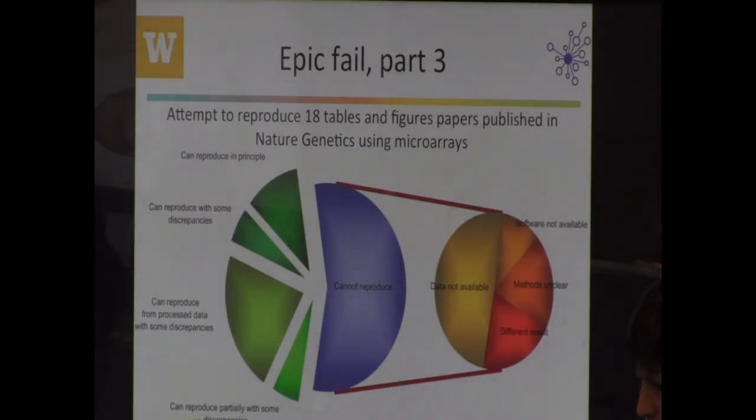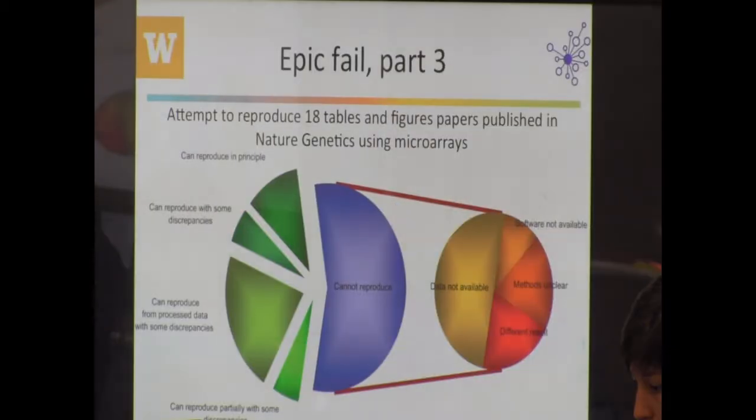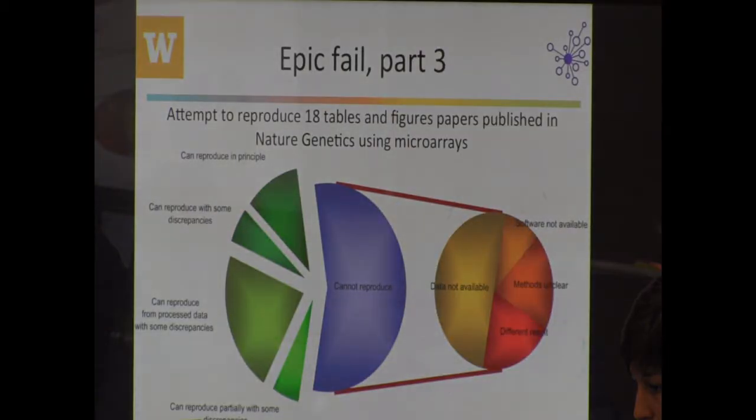Ioannidis, who's quite well known for doing these studies, went and picked out 18 tables and figures from papers published in Nature Genetics using a very specific technology. So now we're narrowing down what we're trying to reproduce: just tables and figures, not conclusions, and just microarray data, which is a specific technology that's used in transcriptomics. And what they found was interesting.